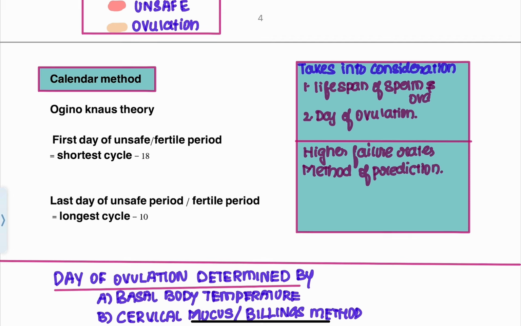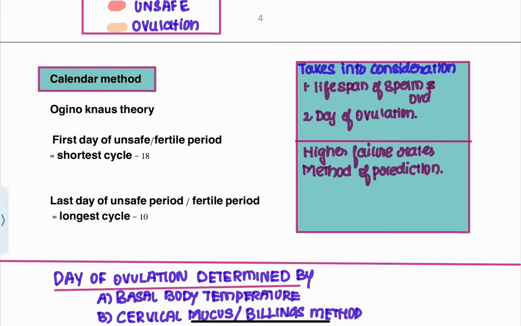So the shortest cycle experienced by the female in the last 6 months minus 18 is going to give you the first day of the unsafe period. Similarly, the last day of the unsafe or the fertile period is ascertained by subtracting 10 from the longest cycle. So in order to detect the first day, shortest cycle minus 18. In order to detect the last day of the unsafe period, the longest cycle experienced by the female in the last 6 months minus 10.